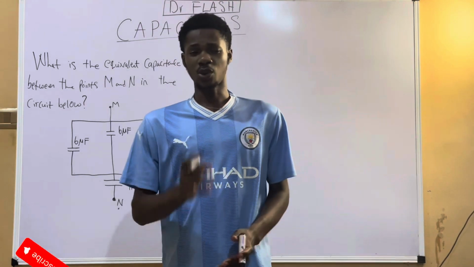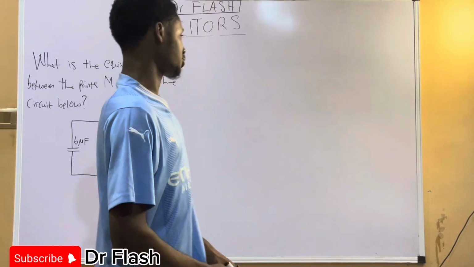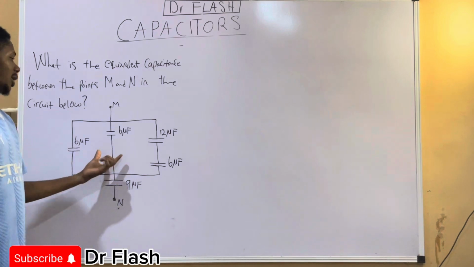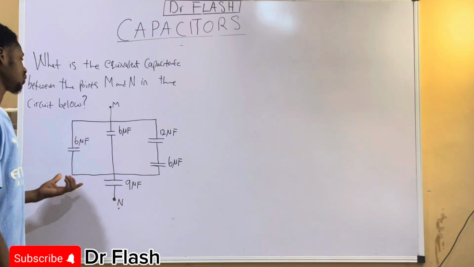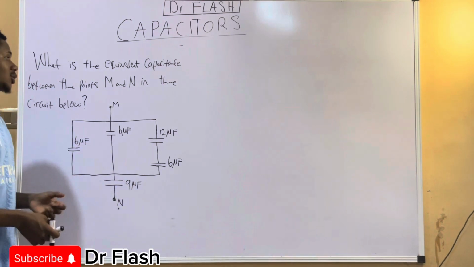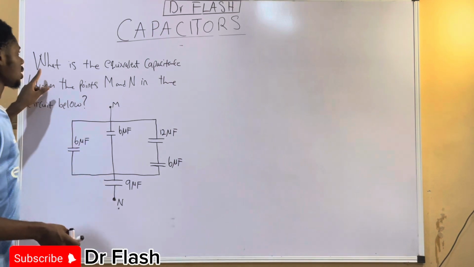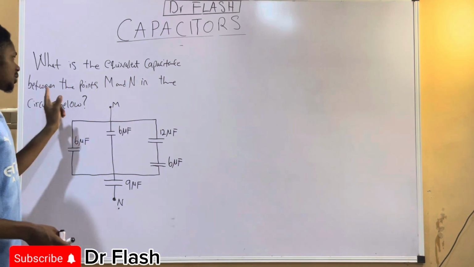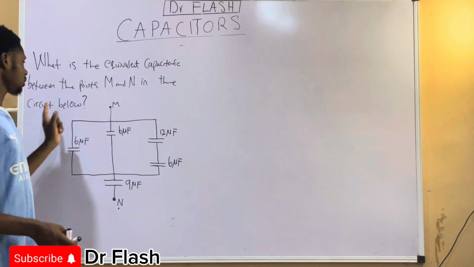In this video, we're going to be solving the problem on capacitors. On the board we have a series of capacitors arranged in both series and parallel, and we're going to be attempting this problem. The question says, what is the equivalent capacitance between the points M and N in the circuits below?